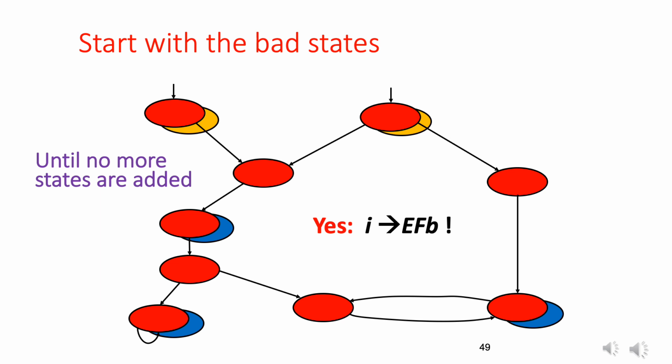So if we work with these two sets of states, then we stop when the new states and the old states are the same. Now we check whether there are initial states that are included in the states calculated before for EFB. And in this case, all the initial states, all the yellow states, are included. So the answer is yes, there are states that are bad, that satisfy B, that are reachable from the initial states. In fact, from every initial state, a bad state is reachable.